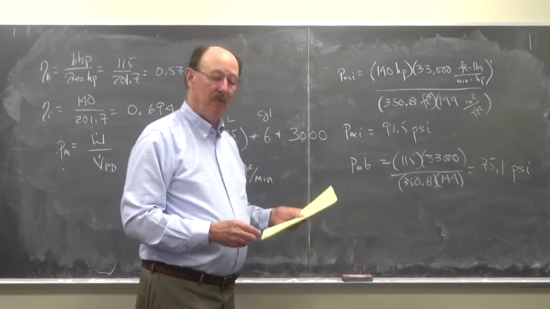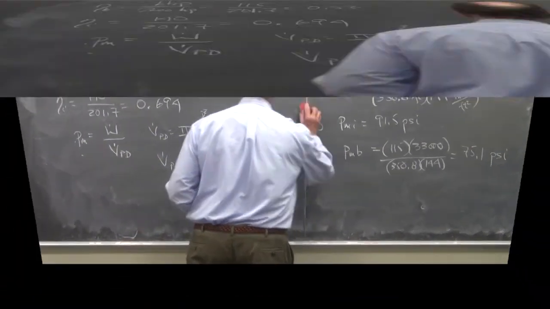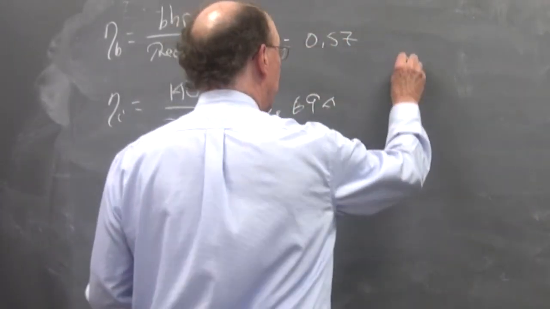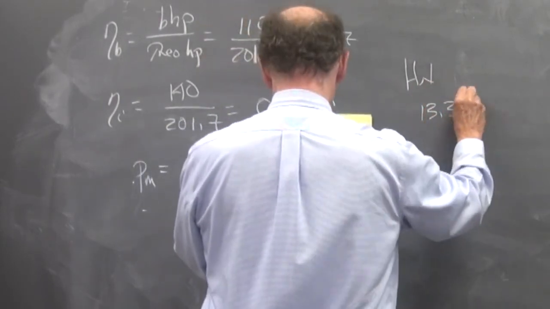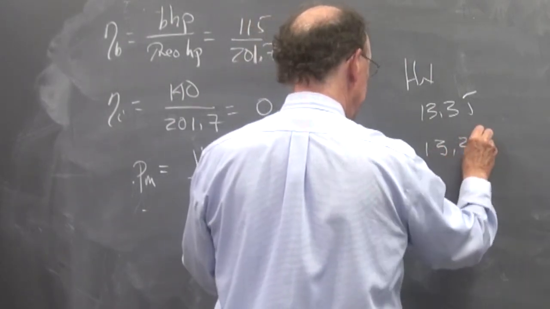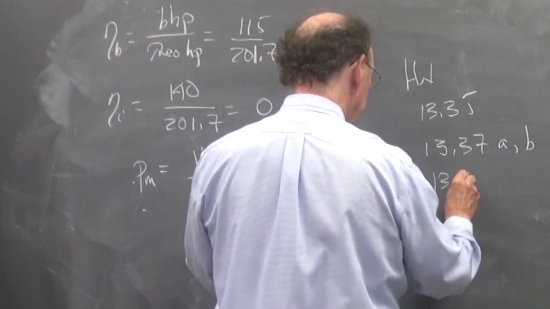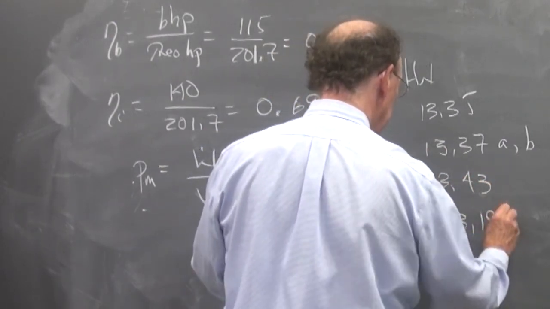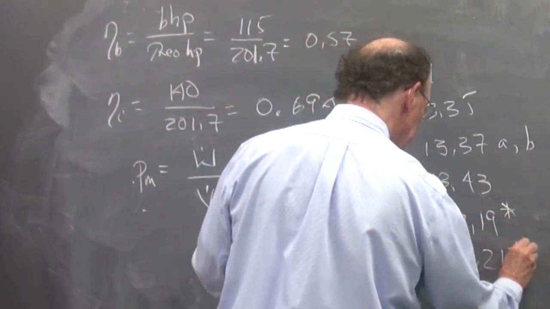And now, so you're not the only one having this, here's some homework. Homework: 13.35, 13.37 A and B, 13.43, 13.19 star, so you have English units, 13.21 star.